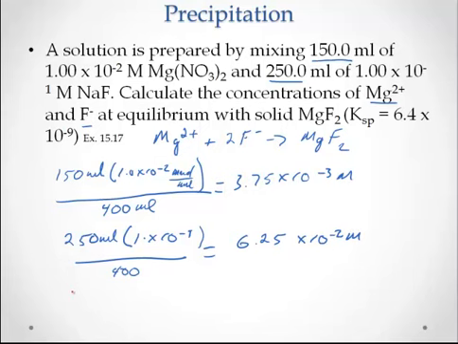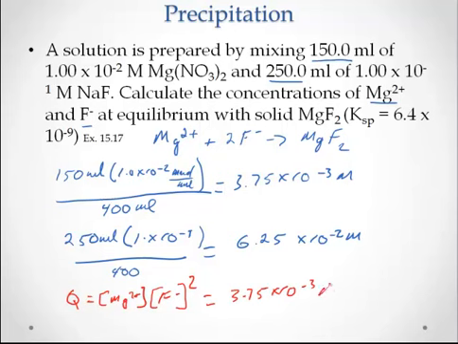So Q is going to equal, we've got Mg2+ times F- squared, right? Okay. And so now what I want to do is just plug those numbers in. 3.75 times 10 to the negative third molar times 6.25 times 10 to the negative second squared, right? And I get a Q value that equals 1.46 times 10 to the minus fifth.